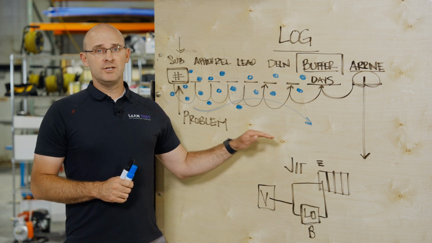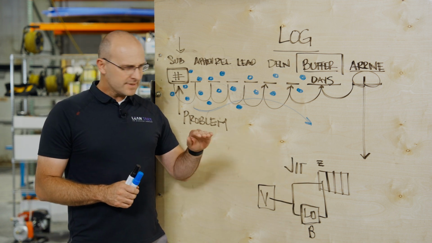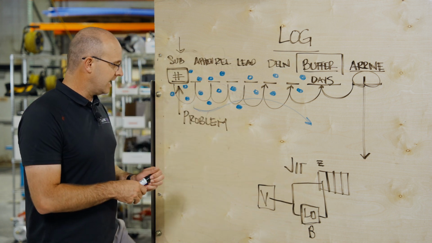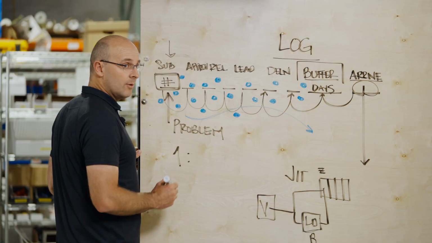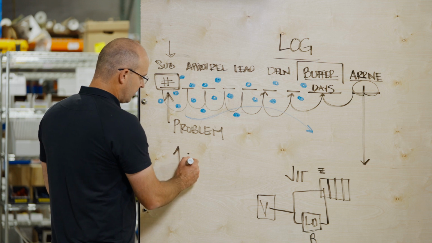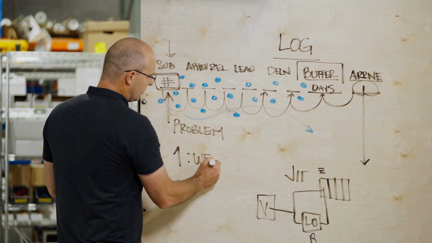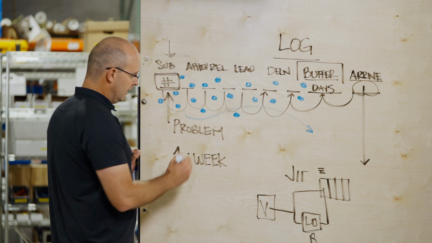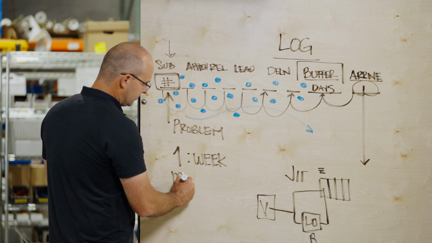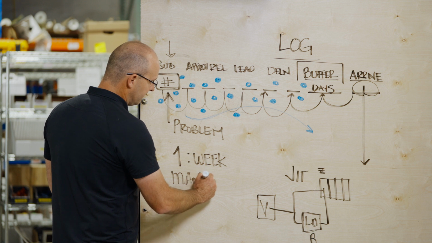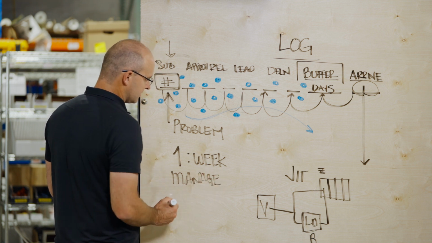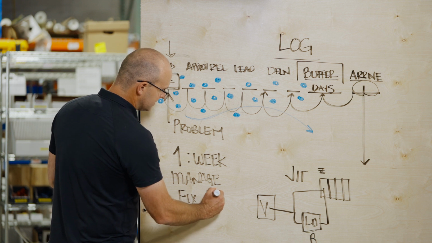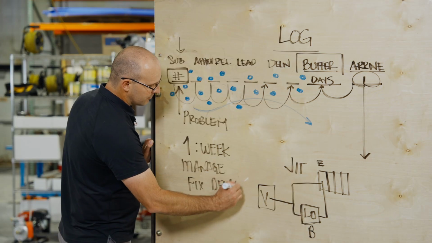So I'm asking you to have a procurement log. I'm asking you to fill it out right. I'm asking you to track this every week, and this is my challenge. I want you to be in a meeting once per week with your superintendent and your project manager and the PE reviewing this, and I want you to manage this problem and this process and this supply chain, and I want you to fix any delays before they become problems.